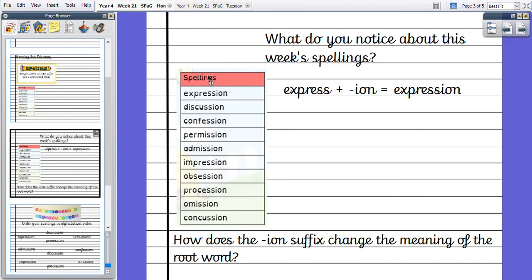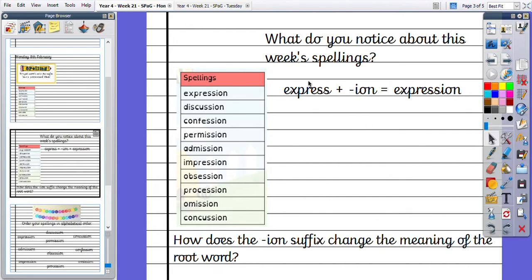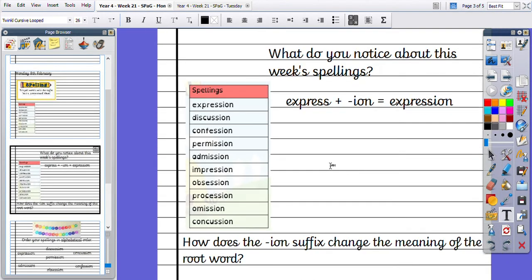If you look at your root word, you may see that some of them end with the double S. Express ends with double S. But then we come up to words such as permission, which is permit plus ION equals permission. So our root words either end in double S or with a T.